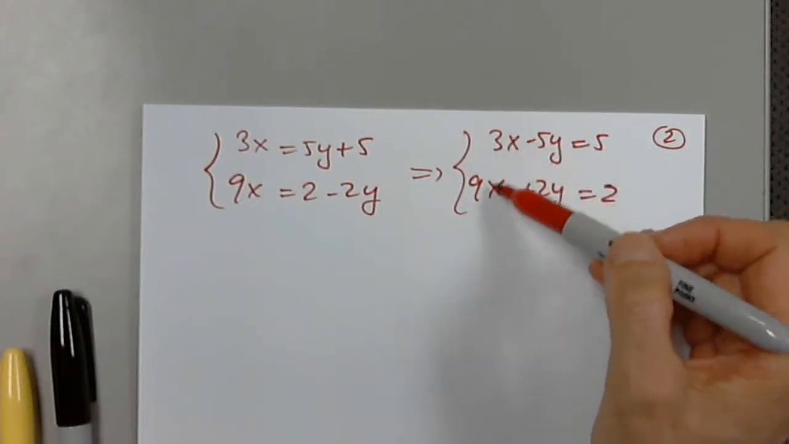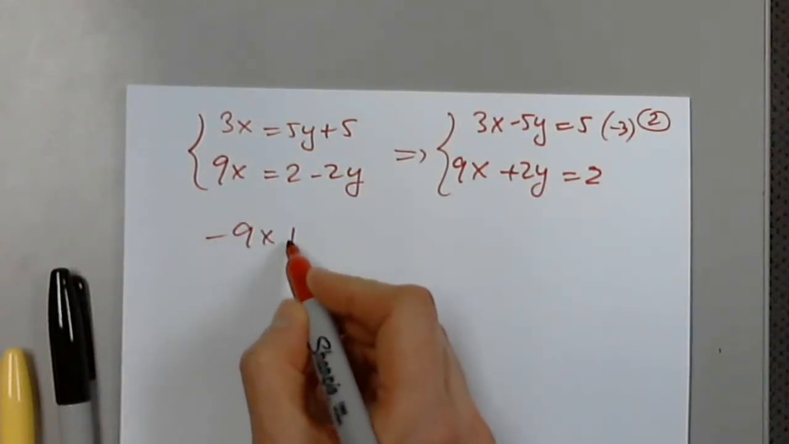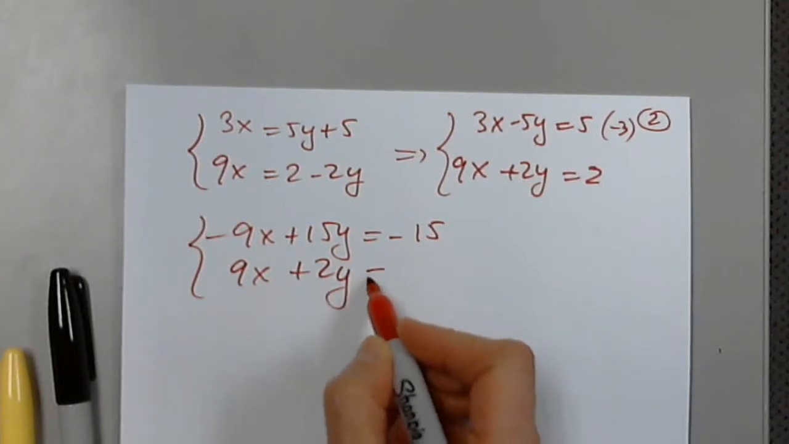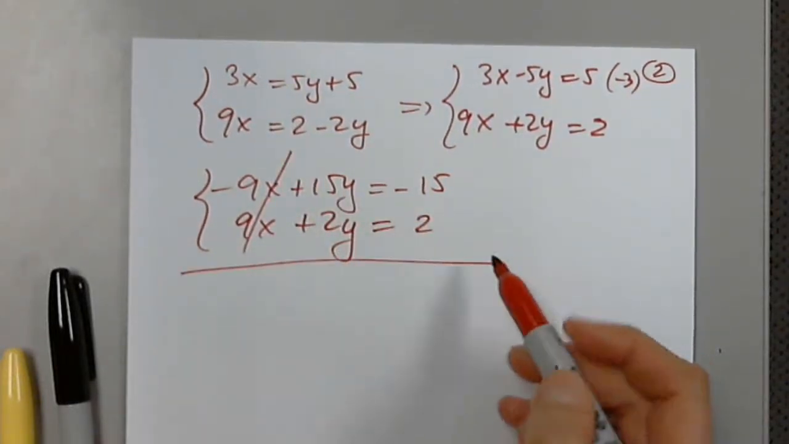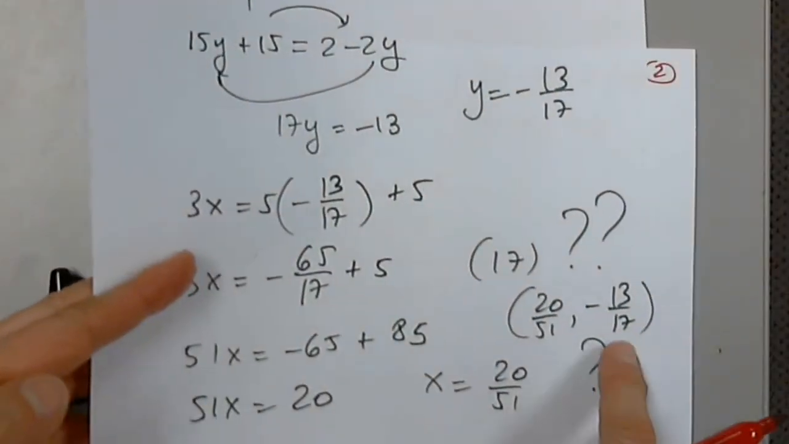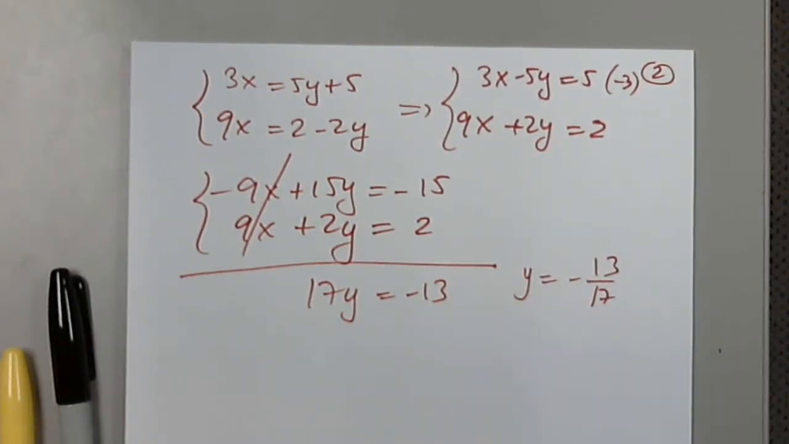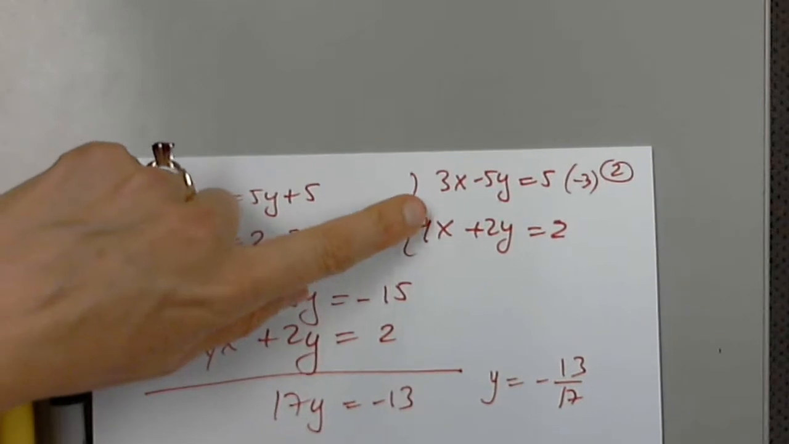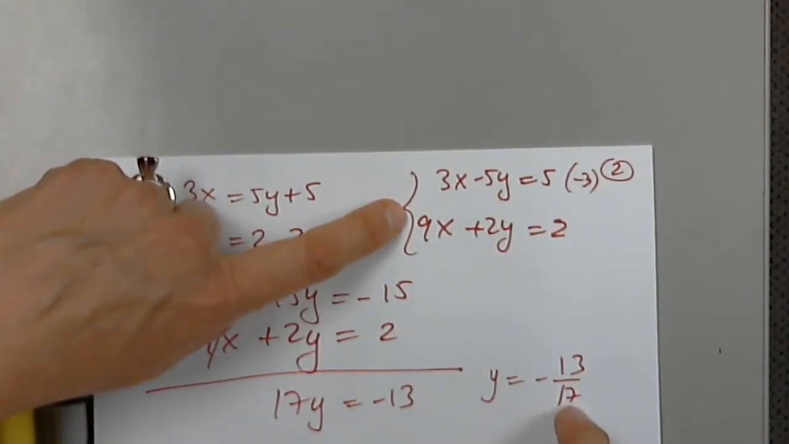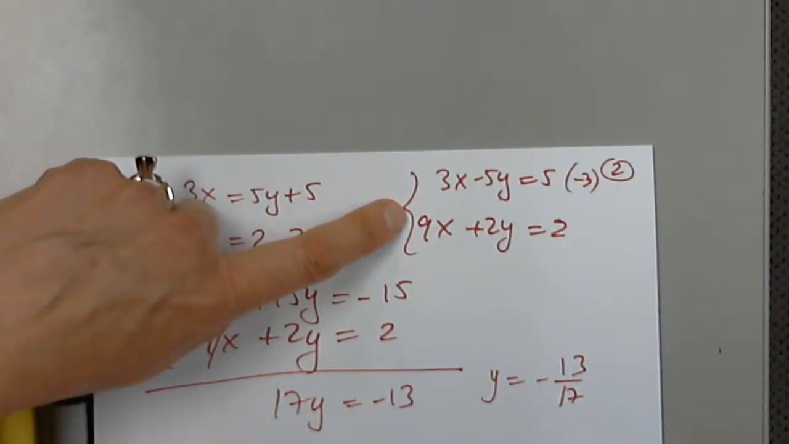And now I would like definitely to eliminate x, multiplying the first one by negative 3. So negative 9x plus 15y equals negative 15, and then 9x plus 2y equals 2. 17y equals negative 13. So then y equals negative 13 over 17. Now, if you say, well, I really don't want to go back and replace y by a fraction, then I would have to agree you have to go back and eliminate y in order to get x. I would never do that, though.